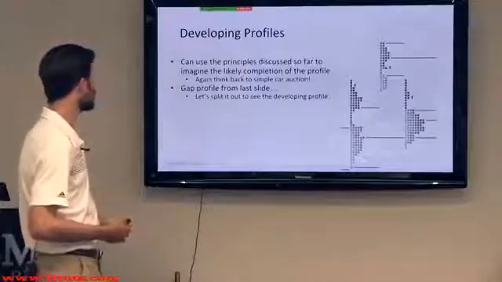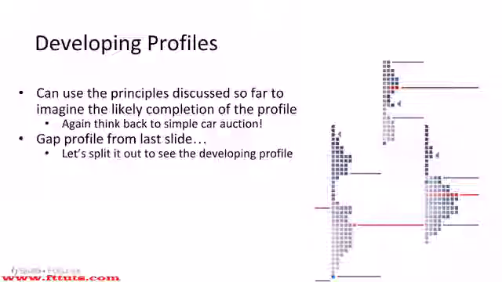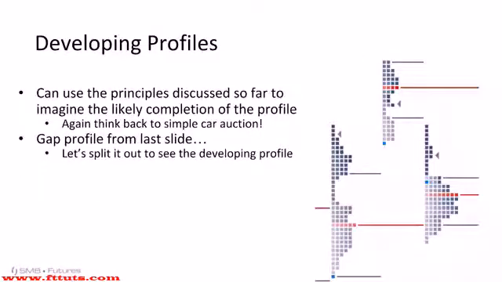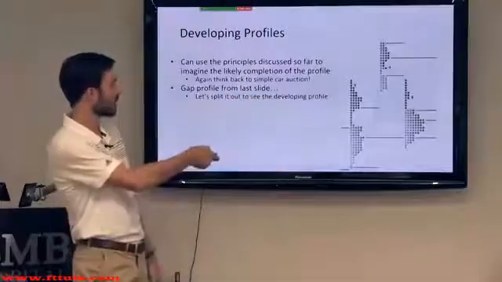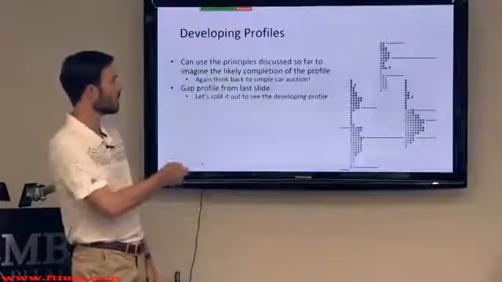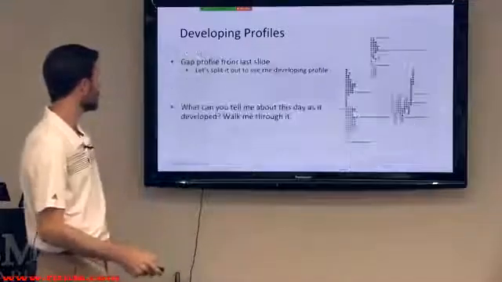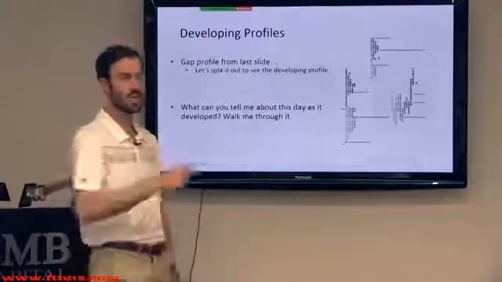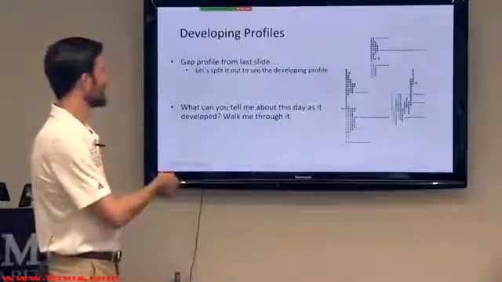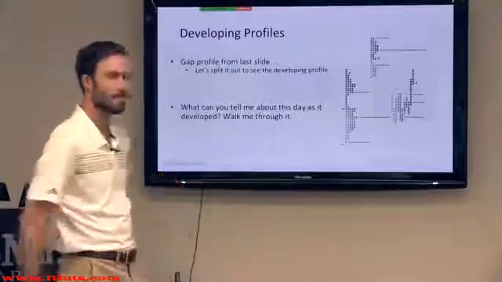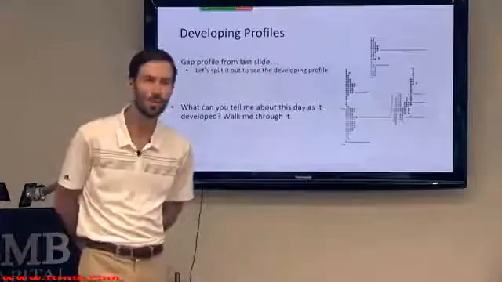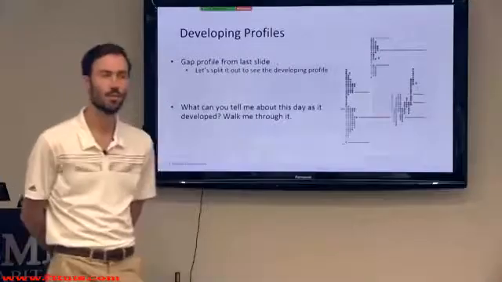So we can use the principles we've talked about to imagine the likely completion of even the developing profile on the day, okay? So gap profile from last time, split it out to see its developing profile. So here it is, and this is a gap down because we open right here, which is outside of the prior day's range. Let's split it out. What can you tell me about this day as it developed? Someone other than Garrett. This day. First one? The third day, the one that we've split out here. Walk me through that day like Garrett did before.